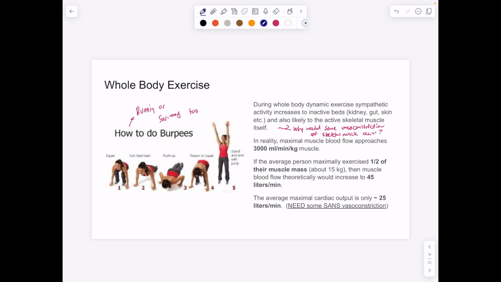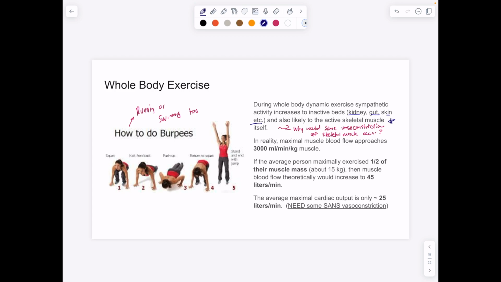All right, whole body exercises. This is like running, swimming, doing burpees. Basically, whole body dynamic exercises are the sympathetic. We've already said the sympathetic nervous system is going to increase activity in the inactive beds, the kidney, gut, skin, to cause vasoconstriction, because you don't want your blood going to digest stuff if it doesn't need to. You want the blood to go to the skeletal muscle where it's needed.